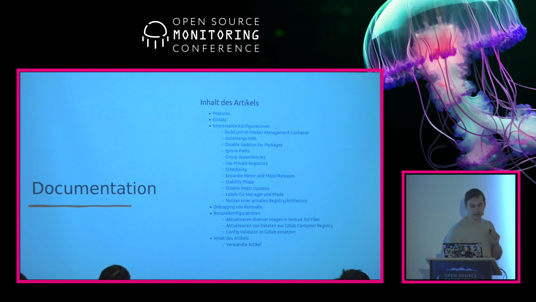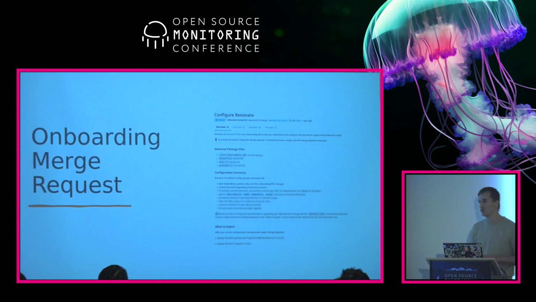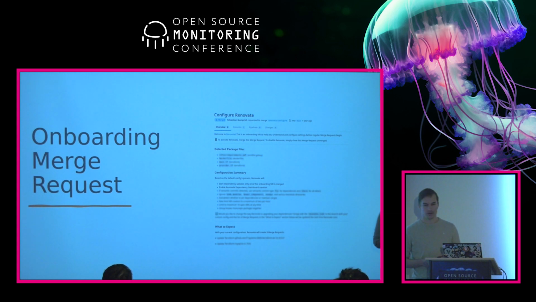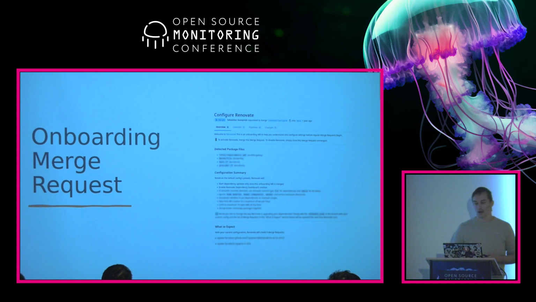The last thing I did to spread the usage was to use the onboarding merge request. That's basically a feature of Renovate that's included by default, which creates a merge request that creates the Renovate configuration file, like this, the basic configuration JSON file. Alongside this, you get a nice little overview of what will happen if you use Renovate. So they don't have to ask me, they just have to read the merge request.